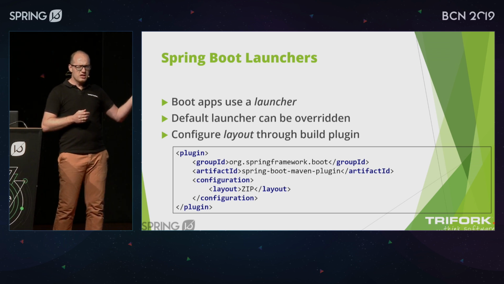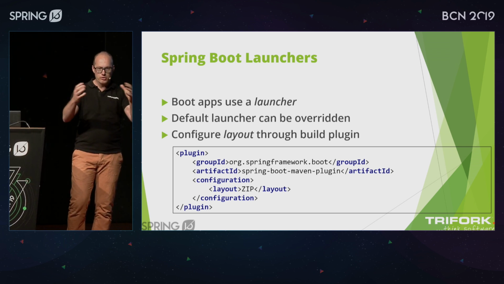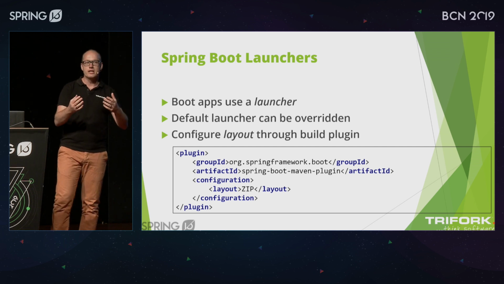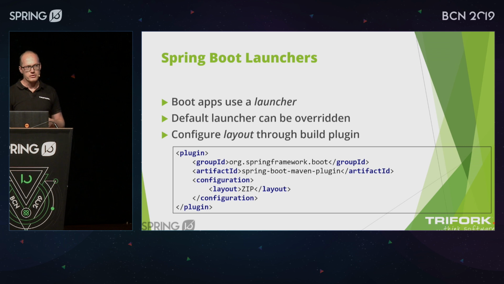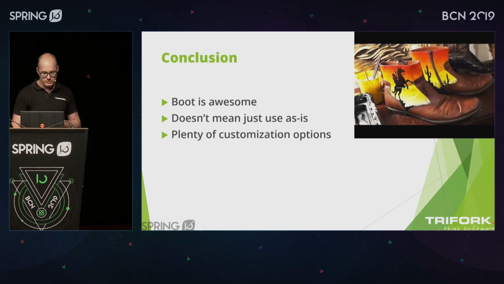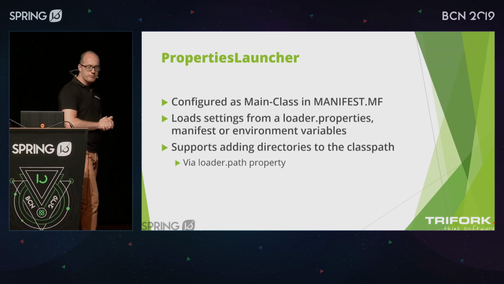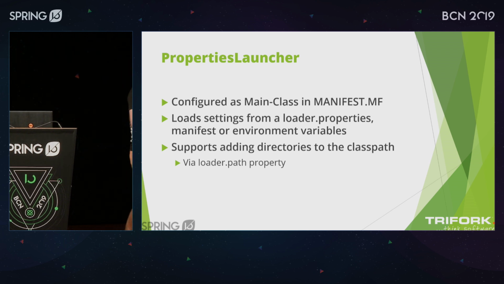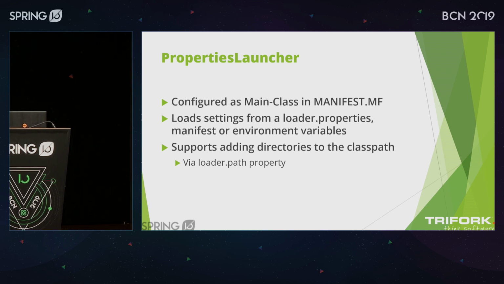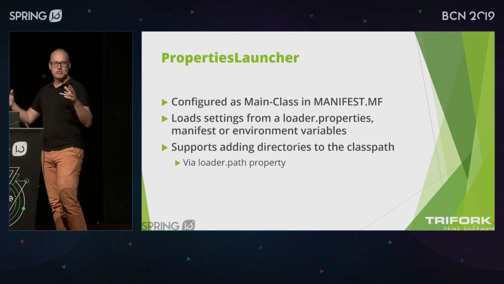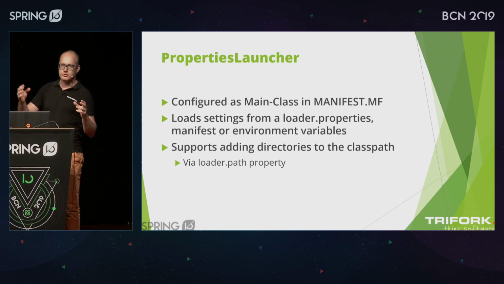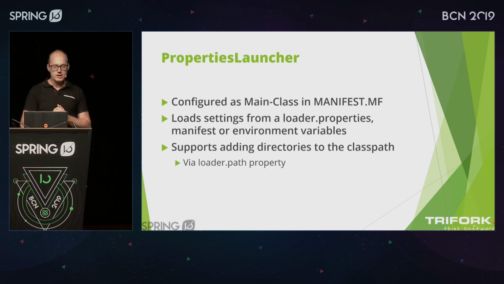Actually, if you configure this, the layout of your fat jar is not really all that different, but it will use a different main class as your launcher. And that launcher is called a properties launcher if you use the zip layout. With the properties launcher, you can configure one or more external directories to be added to your class path at startup.